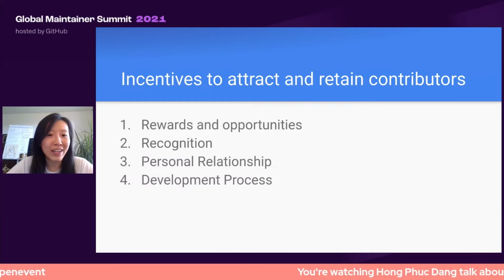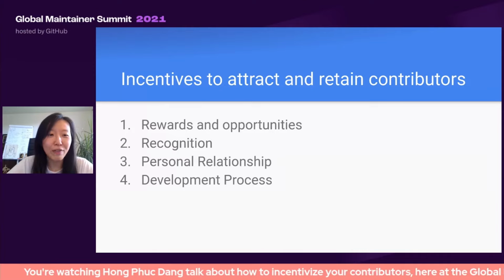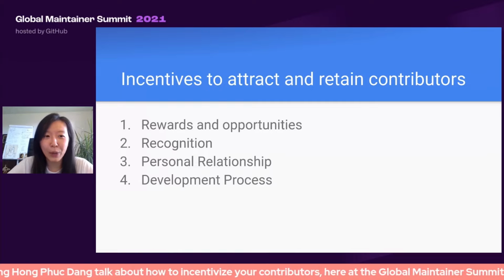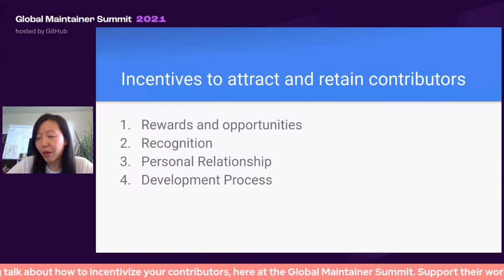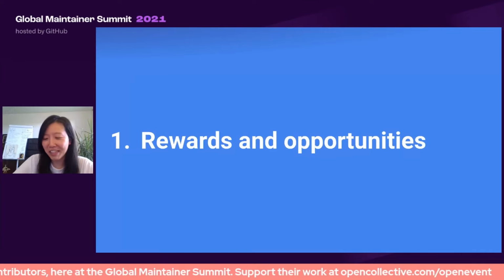The first is rewards and opportunities. The second is recognition. The third is personal relationship. The fourth is development process. And I will go through them one by one. Rewards and opportunities.